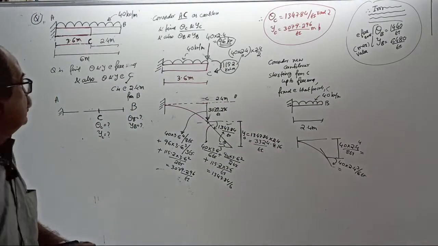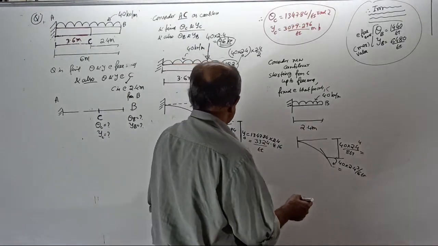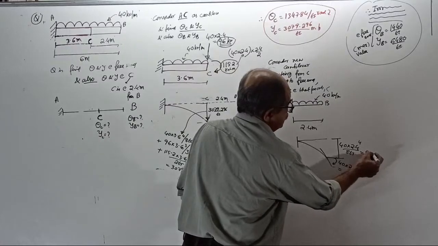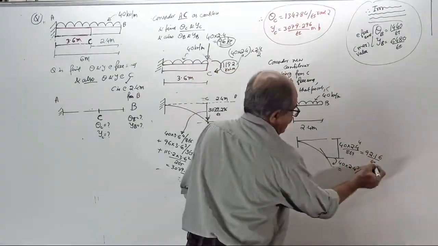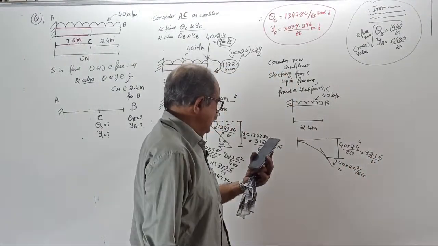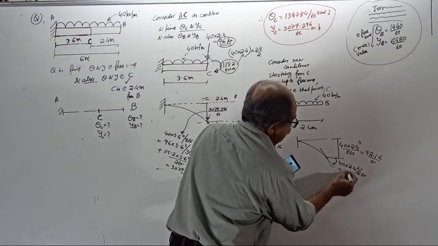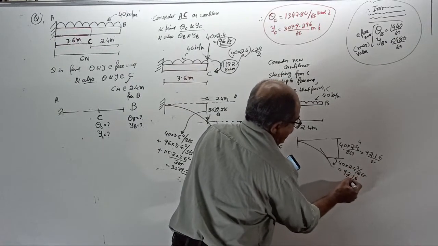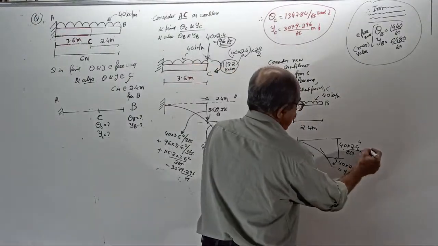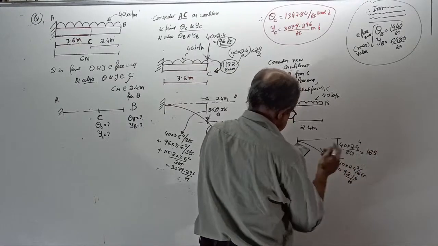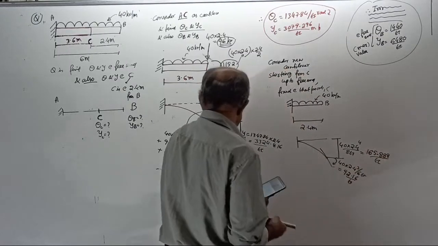Answer. Slope at B is 92.16 by EI. Tell the deflection: 40 into 2.4 power 4 by 8 EI, which is 165.888 by EI meter down.